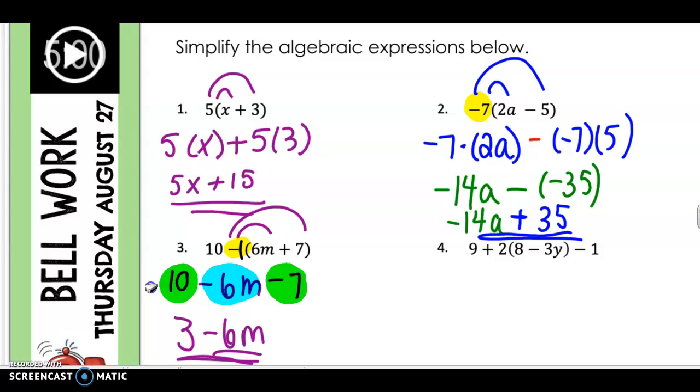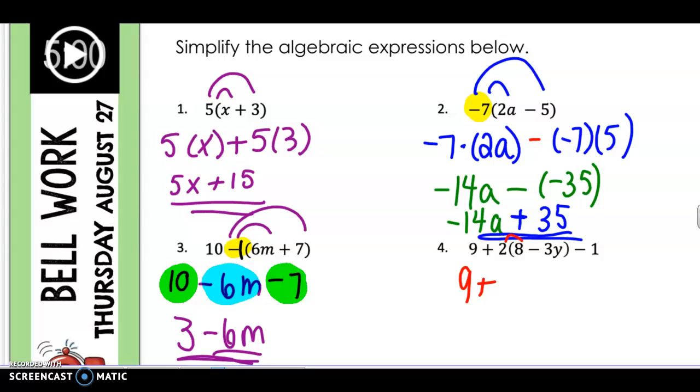All right, so last problem. Here we're getting tricky. Lots more steps. We're just going to combine everything we just did. So the 9, we bring that down. So we have 9 plus 2 times the quantity 8 minus 3y minus 1. So the 9, we're going to bring it down for now. Plus, now the 2 is the number that we need to distribute through the parentheses. You only multiply it through the parentheses.